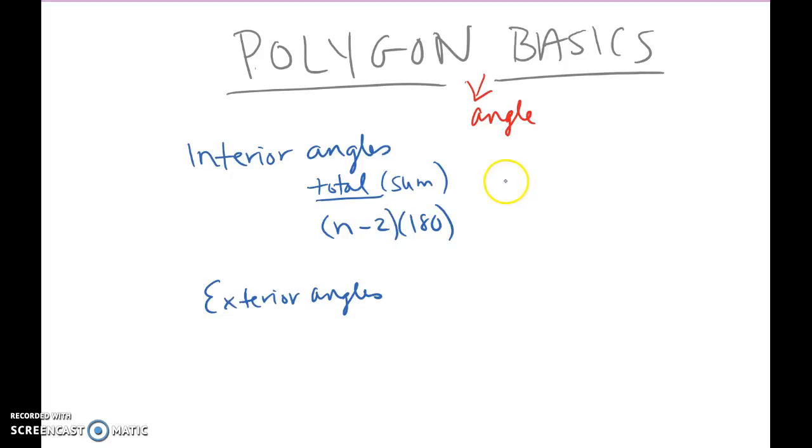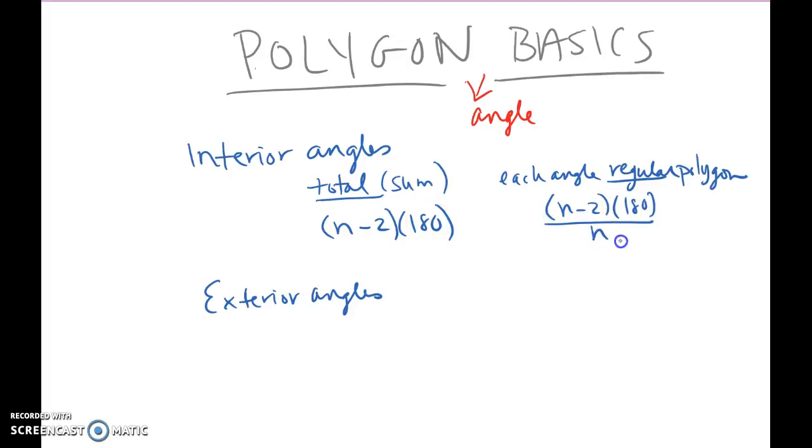If you want to know each angle, so this would be if it's a regular polygon, and your teacher will explain what a regular polygon is. But if it's a regular polygon and you want each angle, you can take the same thing you just did over here and then just divide by the number of sides. So if you want to make a little note, n just means number of sides.